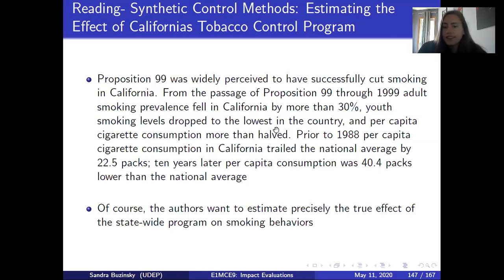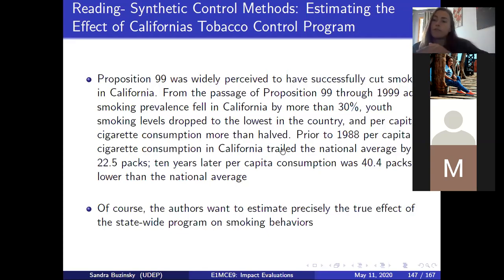So prior to 1988, which is the treatment year, per capita cigarette consumption was around the national average at 22.5 packs. I don't know if that's per month. 10 years later, per capita consumption was 40.4 packs, lower than the national average. So before the policy, it was right at the national average, and then afterwards, it took a real decrease in average packs per, I think it's month. Actually, is that a lot? That's like a pack per day. I don't know.